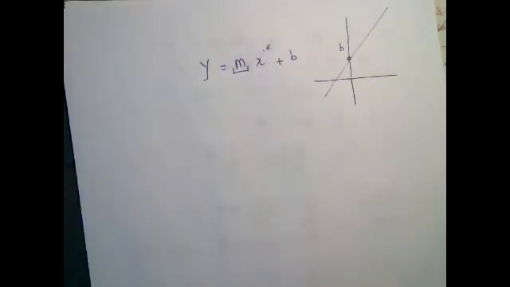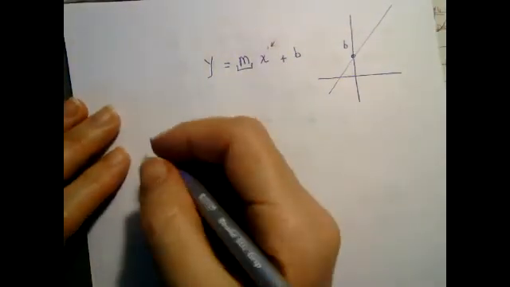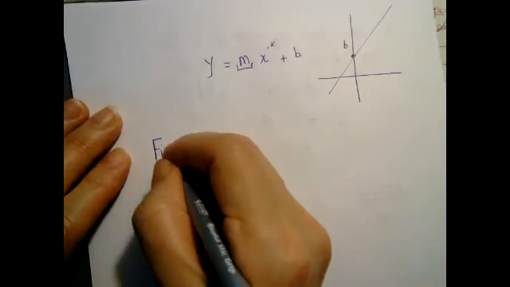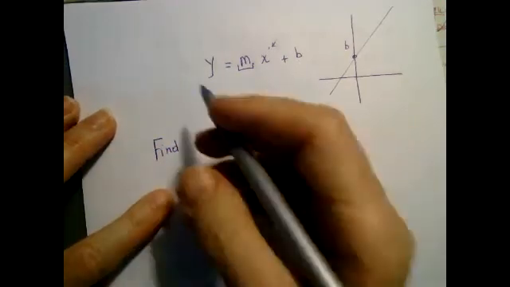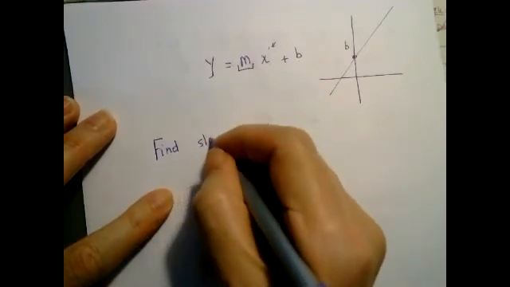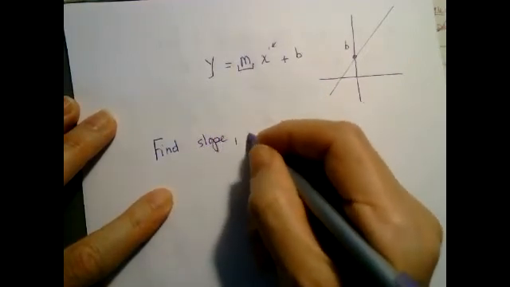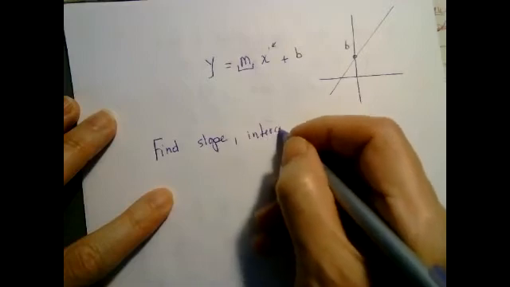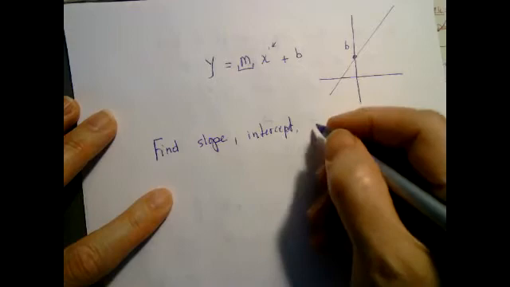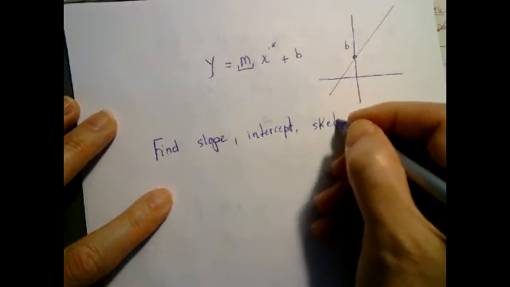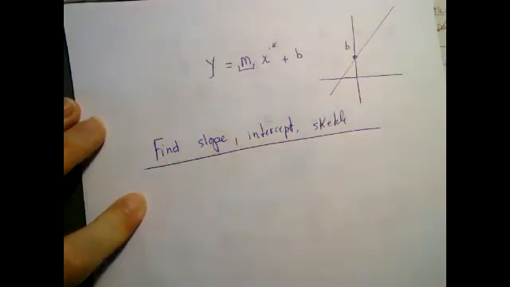Okay, so with this in mind, I'm going to ask you a few questions. I'm going to give you a bunch of equations, and I want you to identify the slope and the intercept. So the question is: find the slope, the vertical intercept, and let us say sketch the line. Okay, so we're going to do all of them.